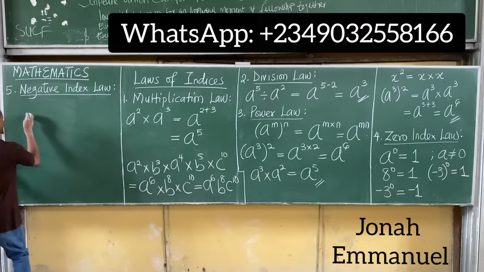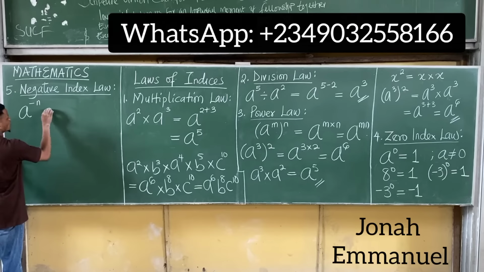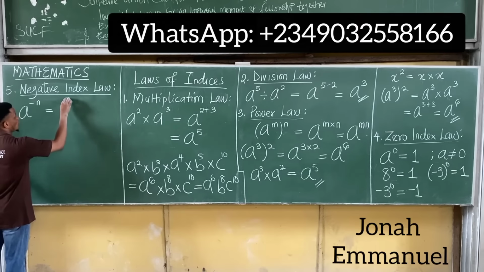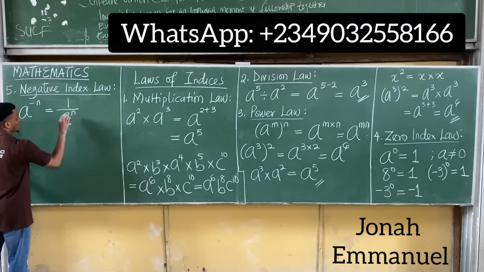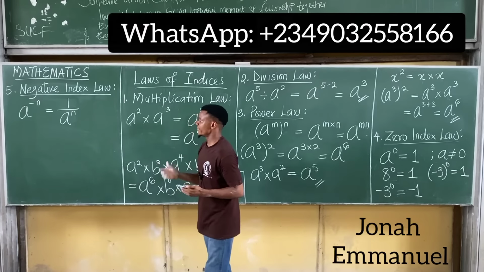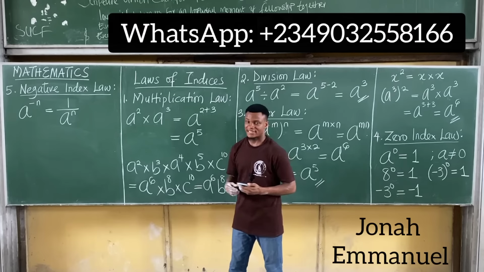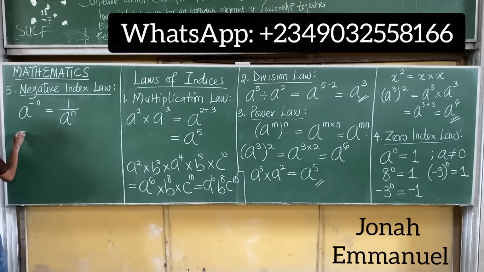Now I'm saying this. If I have a base raised to a negative power, this will be equal to the reciprocal or the inverse of the same base raised to the positive form of that power. So I'll have this. All right, so this is the mathematical expression of the negative index law. Let me take an example. Let's say I have 2 to power minus 3, for instance.